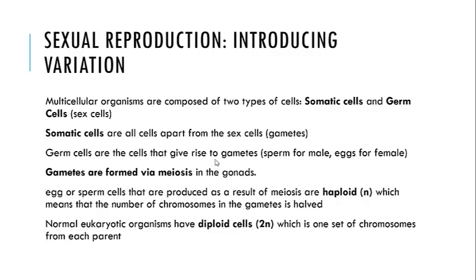So the egg or sperm cells that are produced as a result of meiosis are haploid, which means that the number of chromosomes in the gametes is halved. Normal eukaryotic organisms have diploid cells, which is 1 set of chromosomes from each parent. So you will have a set of chromosomes from your paternal and your maternal line. Paternal being your father, maternal being the mother.